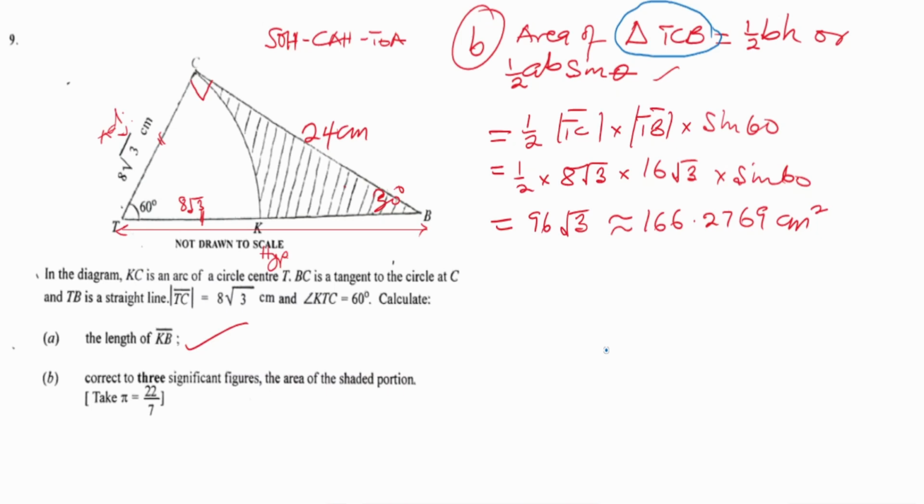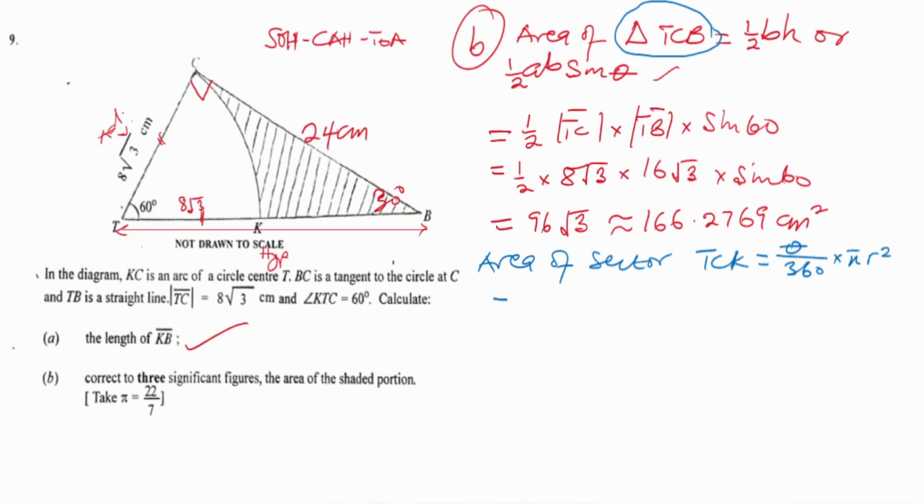Now let's go ahead and find the area of the sector TCK, so that we can take that out of the area of the triangle to get the shaded region. So that's what we're going to find now. And we are going to use the formula for the area of a sector. So let me write that quickly. Area of sector TCK equals theta divided by 360 times the area of a circle, which is pi r squared.